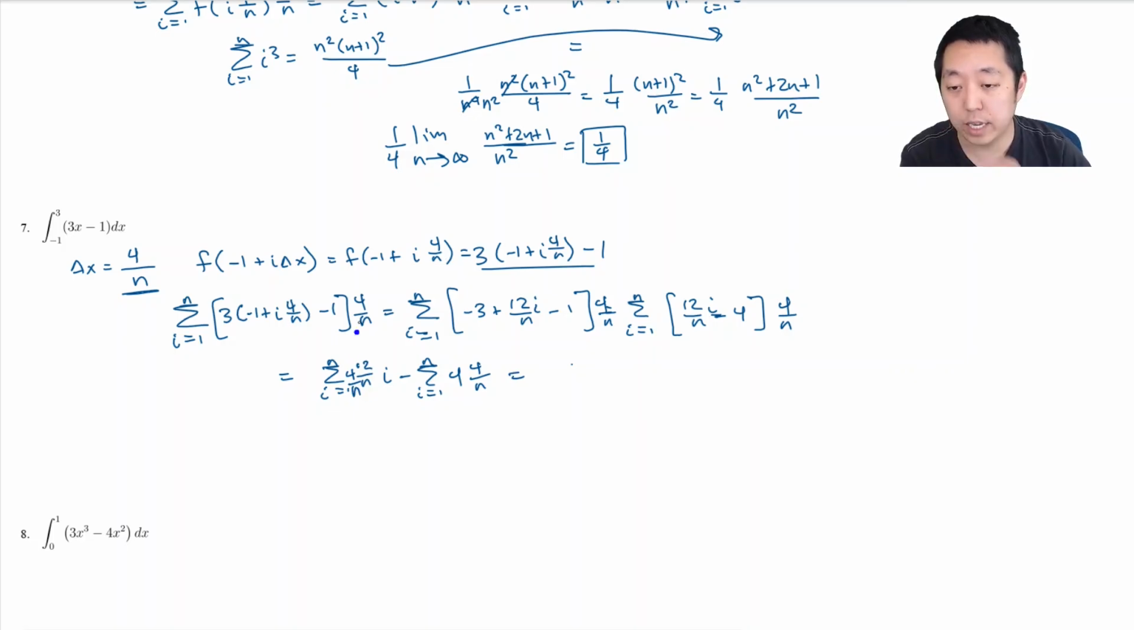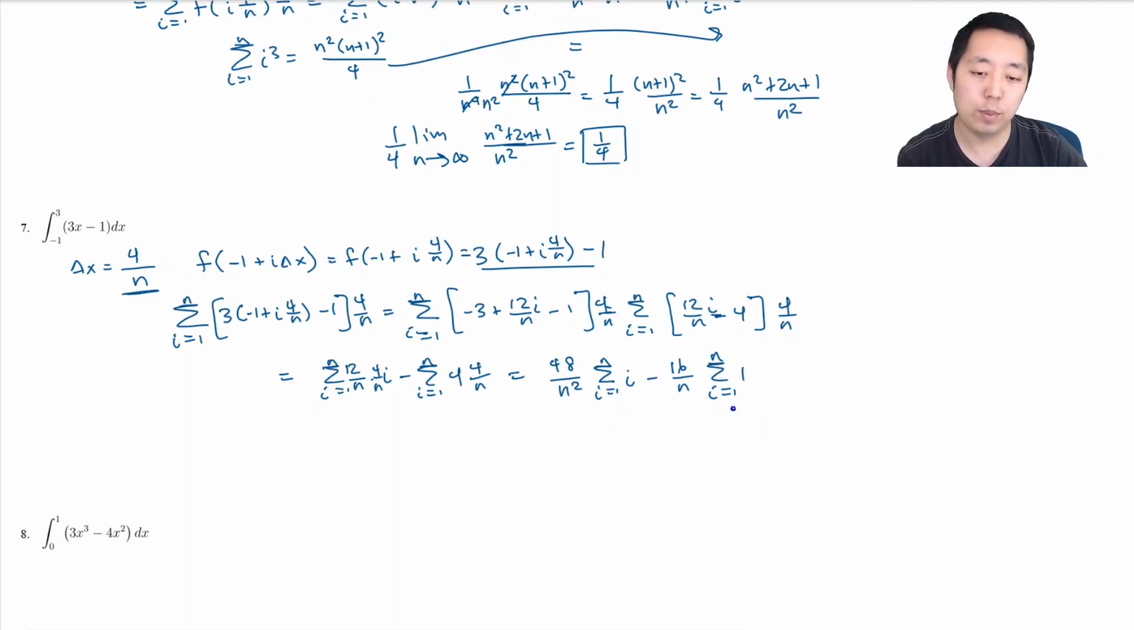Okay, and so I can bring out anything that doesn't have an i in it. So this is going to be 48 over n squared, sum from i equals 1 to n. Sorry, I'm making all kinds of silly mistakes. Let me clean this up a little bit so you guys can see that a little bit better. This part was this one. This would be the 12 over n times i times 4 over n, right? And so this would be 48 over n squared, sum from i equals 1 to n of i, minus 16 over n, sum from i equals 1 to n of 1.